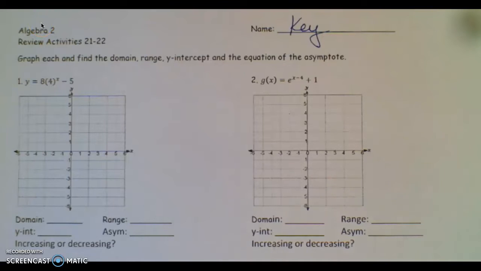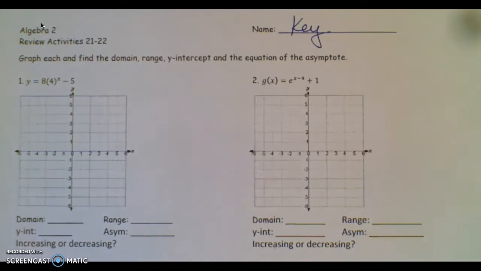Hey folks, here's a review for the quiz on 21 and 22. First thing we're going to do here is graph these things, state the domain, range, and asymptote, increasing, decreasing.